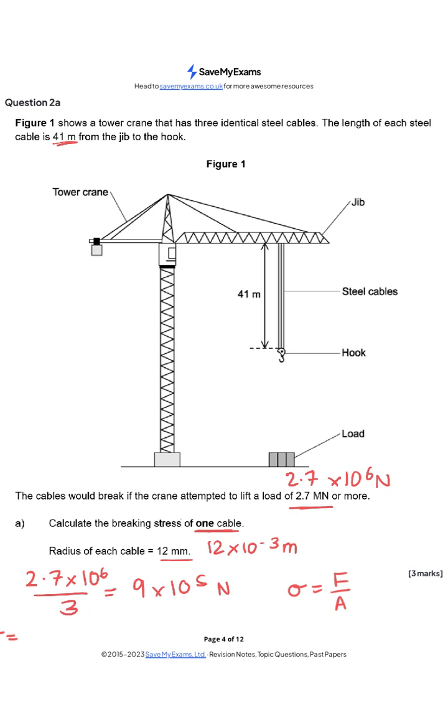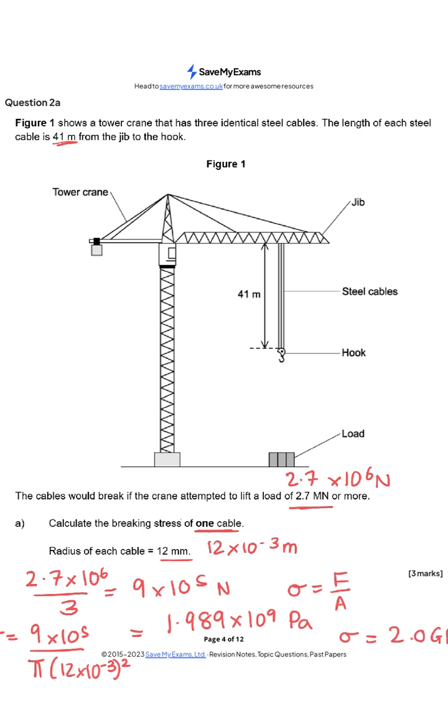So stress is equal to our force, 9 times 10 to the power of 5, divided by our area, which is pi times r squared. Don't forget, it's in millimetres. So we'll put r squared outside of the bracket, including our times 10 to the negative 3. And then if we were to type that all into our calculator, we should get 1.989 times 10 to the 9 pascals, which if we round it to 2 significant figures, our stress is equal to 2.0 gigapascals. That's what times 10 to the 9 is.